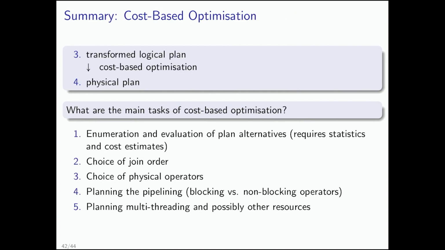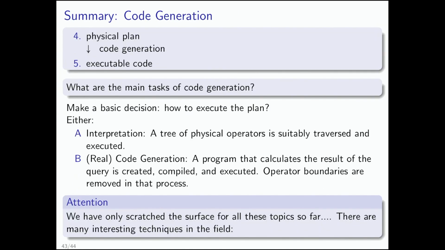So what are the tasks of cost-based optimization? From this logical plan to a physical plan, to enumerate and evaluate plan alternatives. You try to come up with cost estimates. You choose join order, you choose physical operators, you plan the pipeline. What do you do with blocking versus non-blocking operators, and also the main memory costs involved in that. And you can also, if you want, reason about how many threads to assign to which section of the pipeline. So those are the tasks an optimizer can do.